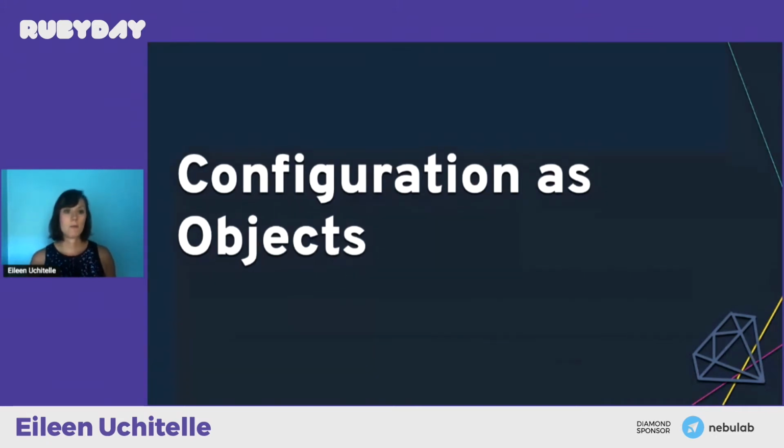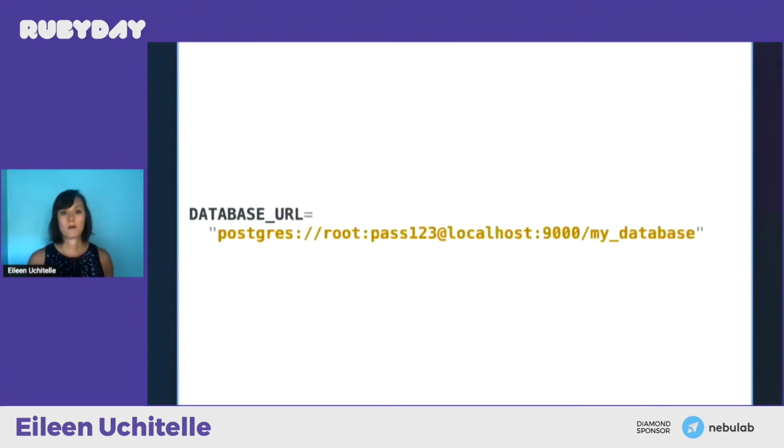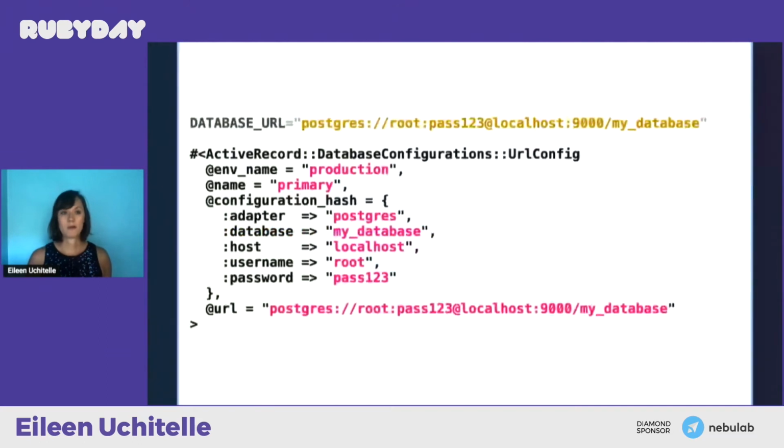Once the hashes became objects, we know everything we need to know about the configurations, like what environment they belong to, their name, and their connection requirements. The database objects look like this. There's an env name, an identifier name, and a configuration hash. Each of these corresponds to the first, second, and third level of the YAML, respectively. If you're using a URL configuration, Rails will generate a URL config instead of a hash config. The only difference is that the URL config includes the original URL that was passed.